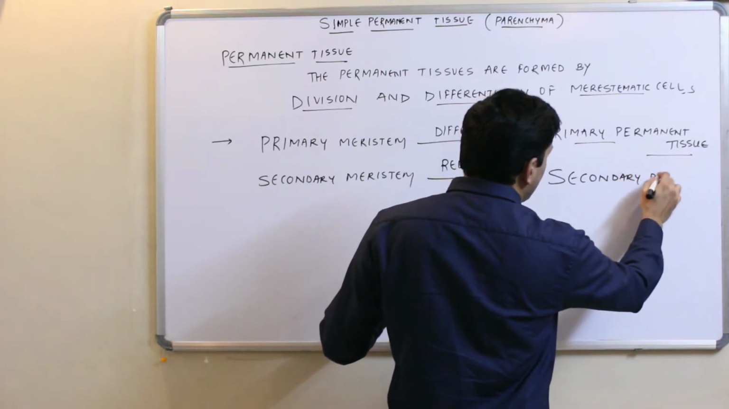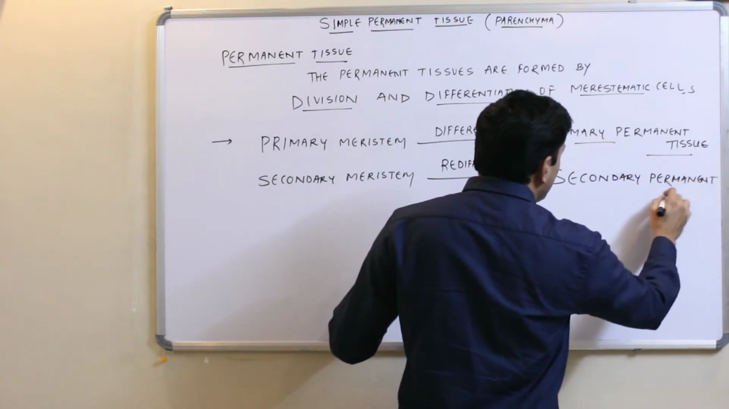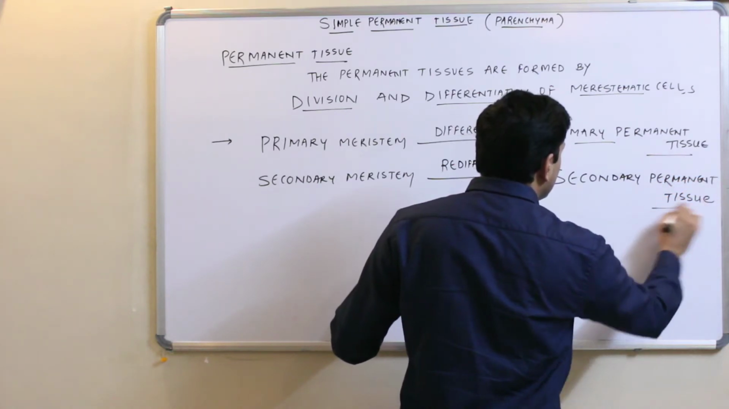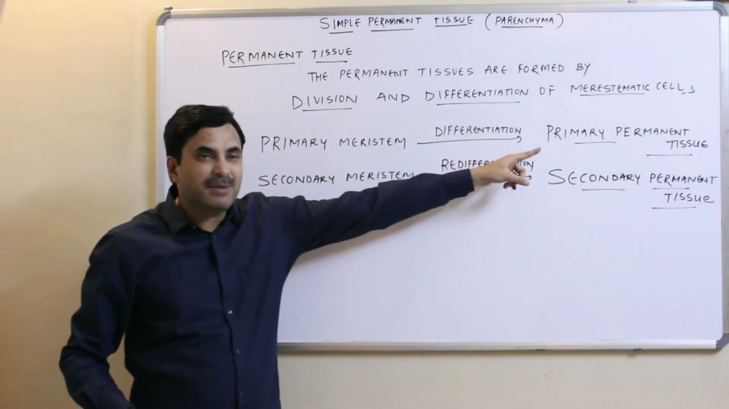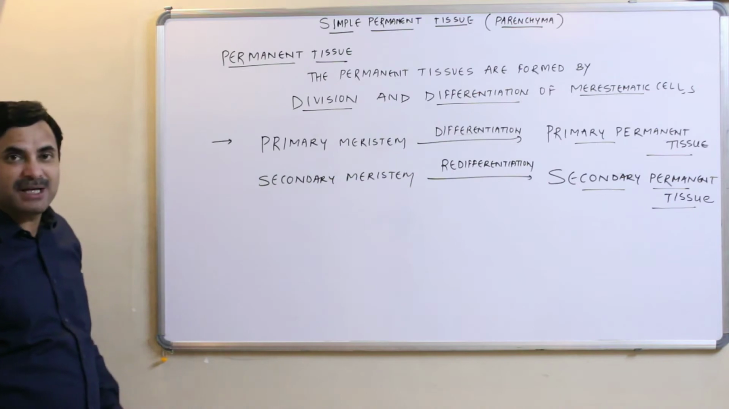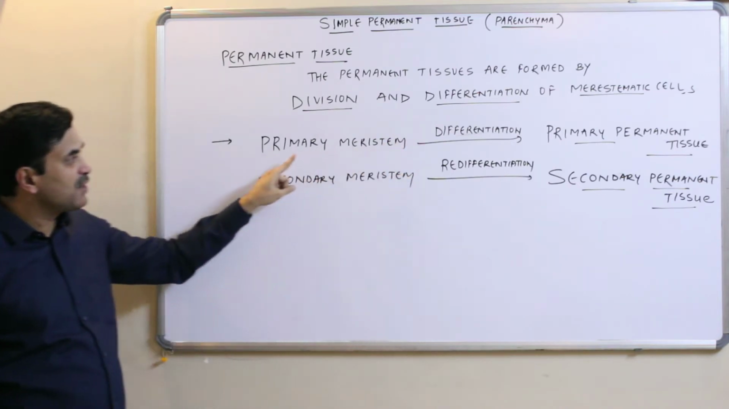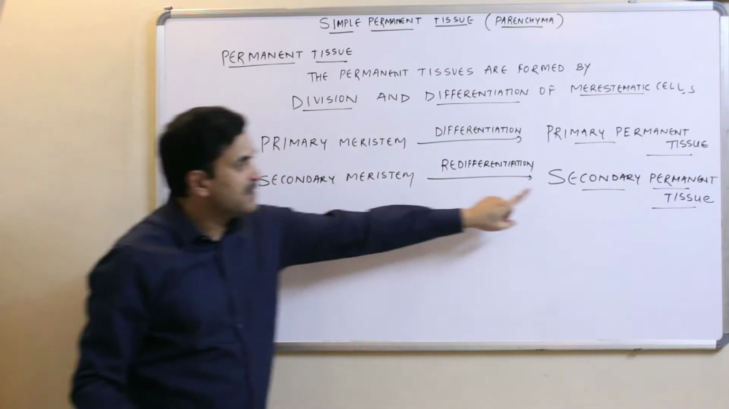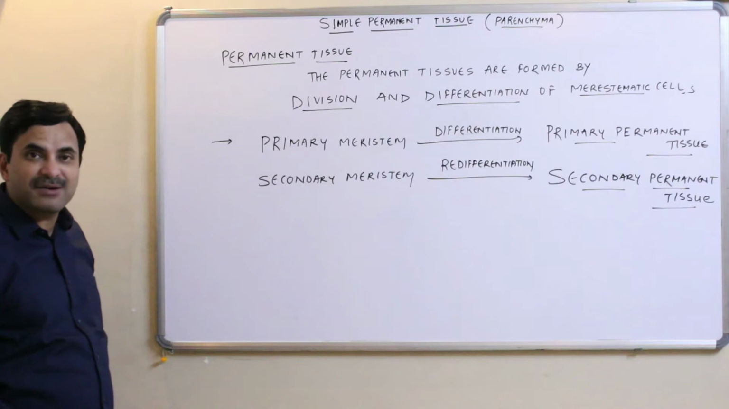Secondary permanent tissue. So we can say that permanent tissues are also of two types: primary permanent tissue and secondary permanent tissue. Primary permanent tissues are formed by the differentiation of the primary meristem, and the secondary permanent tissues are formed by redifferentiation of the secondary meristem.